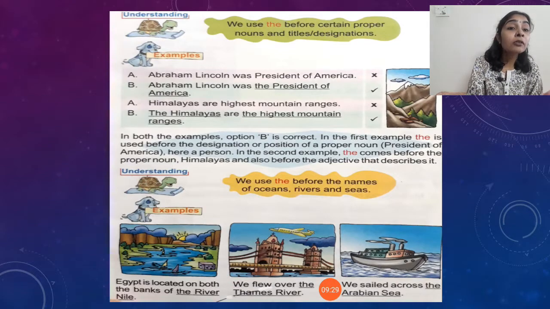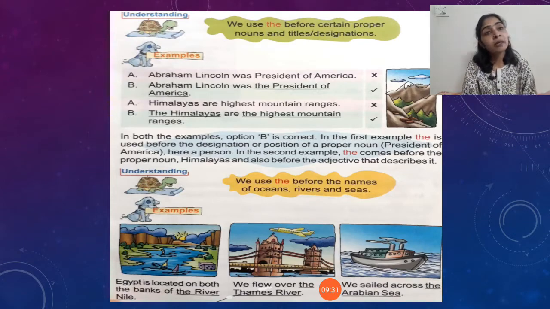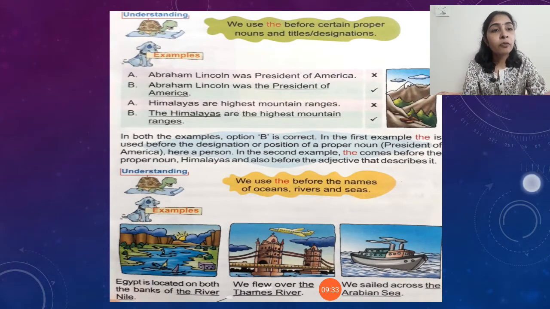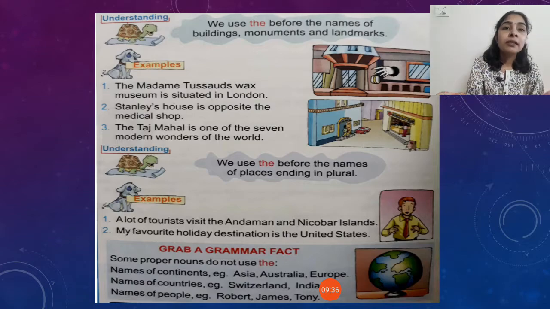We sailed across the Arabian Sea. There is only one Arabian Sea, so we are using the before it. Okay, let us see the next place where the is used.